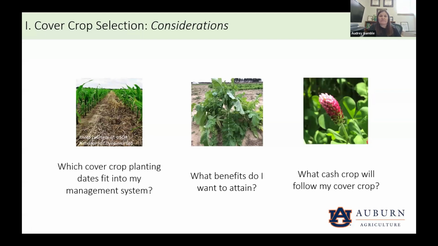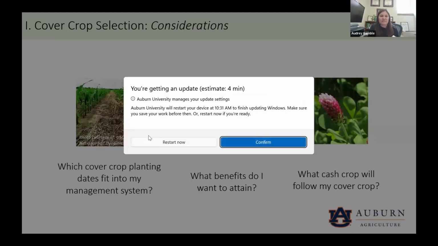So starting with cover crop selections, these are just some of, excuse me, I'm getting a notification on my computer.